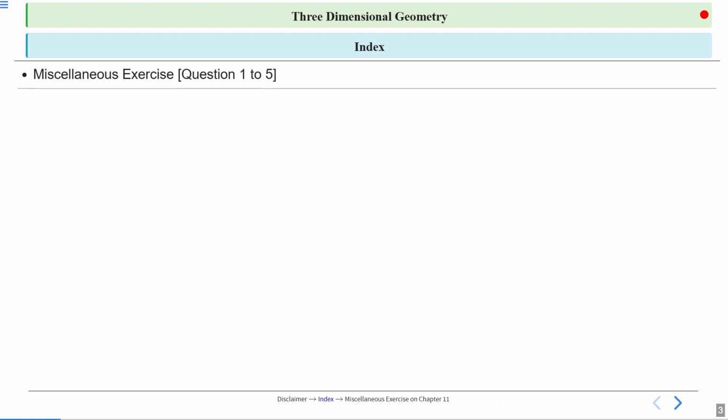This is our index. We will study miscellaneous exercise question number 1 to 5. So let's start.